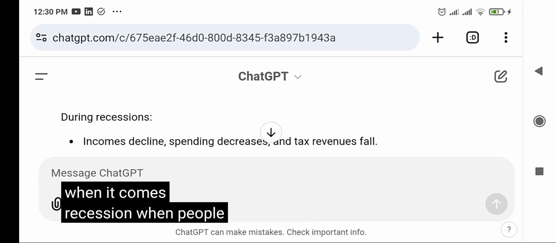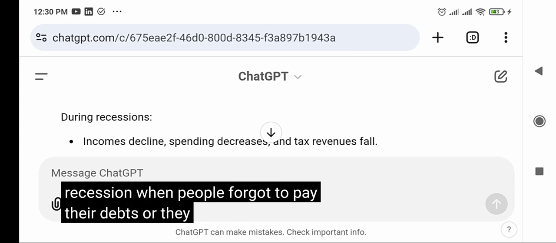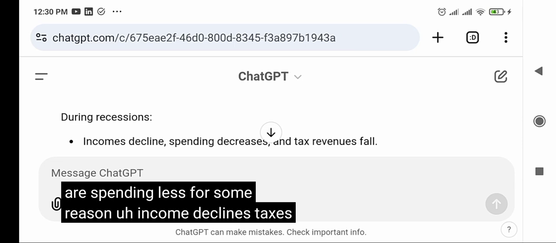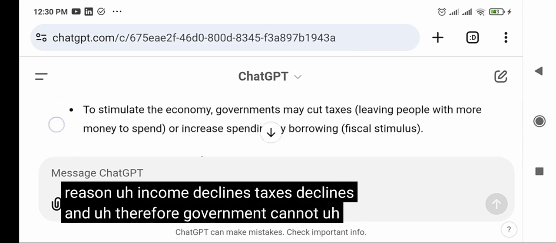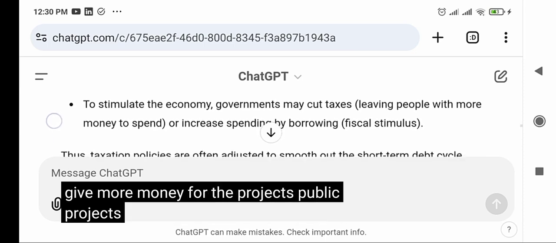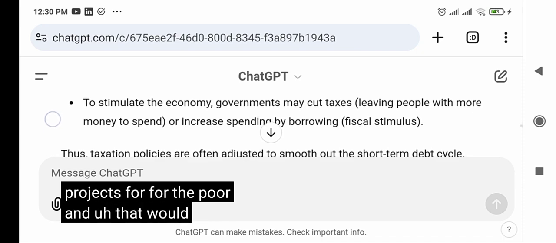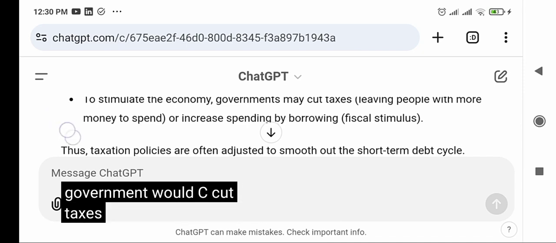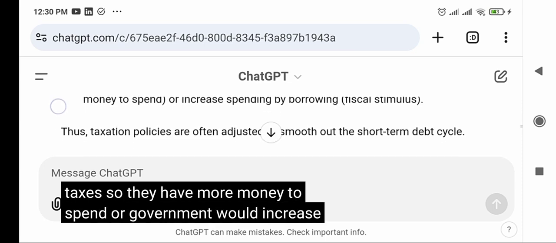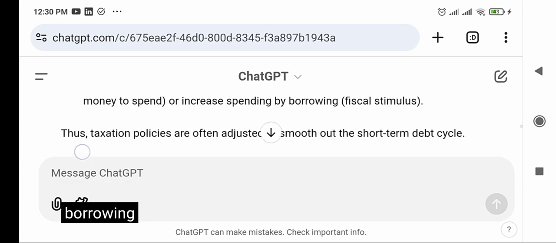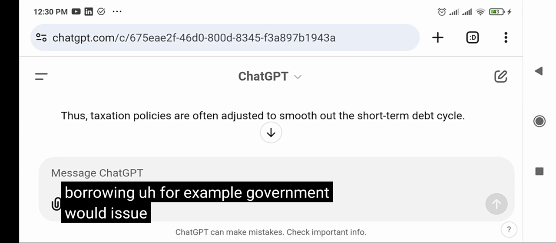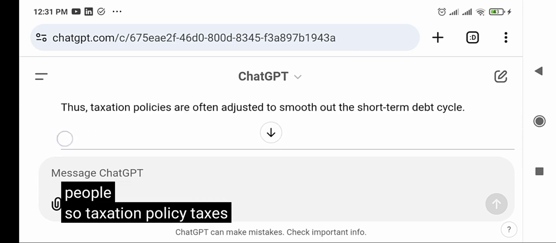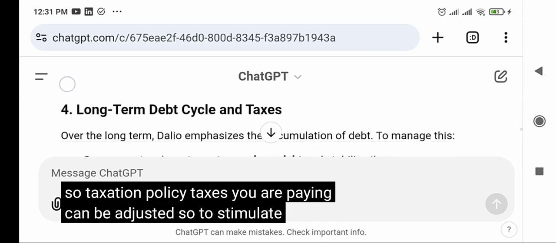But when it comes to recession, when people forget to pay their debts, or they are spending less for some reason, income declines, taxes decline, and therefore the government cannot give more money for public projects, for the poor, and that would affect the economy. So to stimulate the economy, the government would cut taxes, so people have more money to spend. Or the government would increase spending by borrowing. For example, the government would issue bonds and sell them to the people. So taxation policy, the taxes you are paying, can be adjusted to stimulate the American economy.